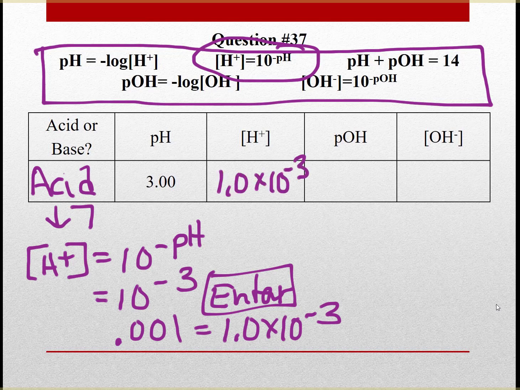So notice what happens. This 3 becomes the negative exponent. So you can see how you can do it in your head. You just tack it on to a 10 to the negative pH. All right, let's look at this next one.